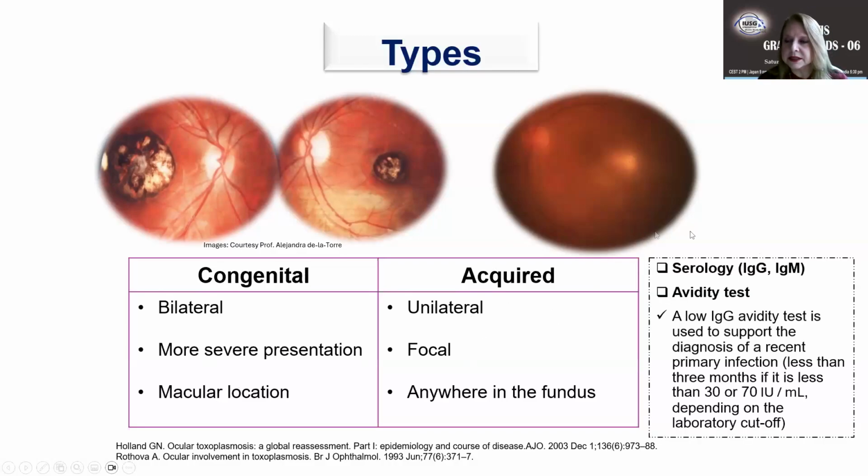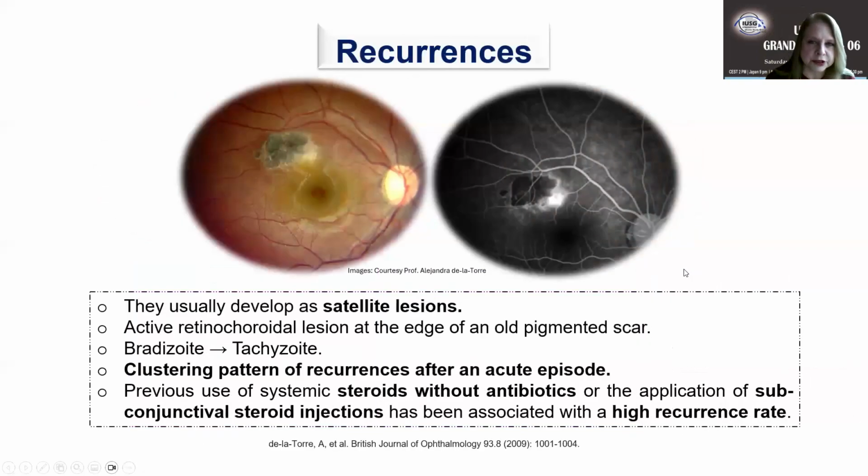Serology and avidity tests are used to support the diagnosis of a recent primary infection. Serology is important. IgG is the clue for old infection or contact with the parasite, and IgM reveals a recent infection. An avidity test, a low avidity test, is used to support the diagnosis of a recent infection.